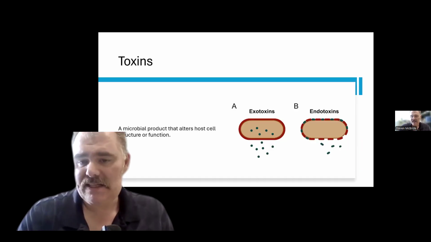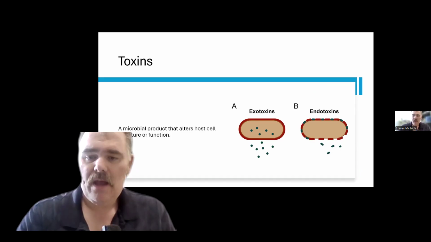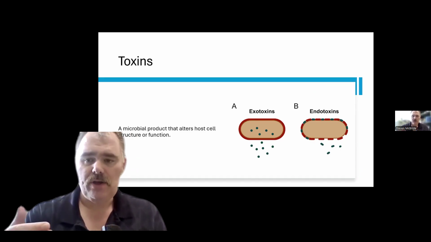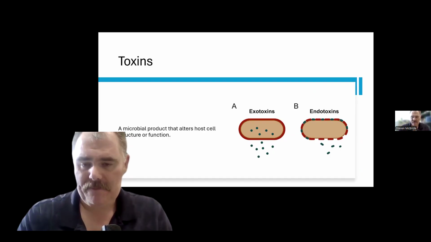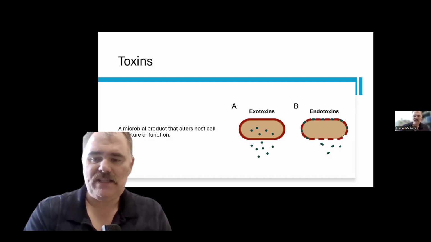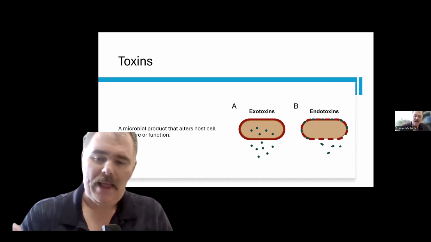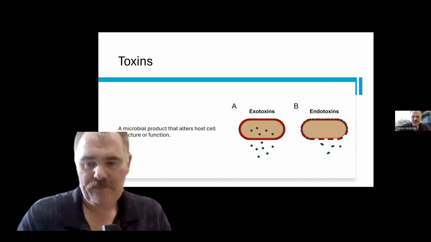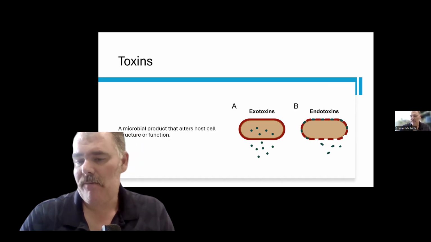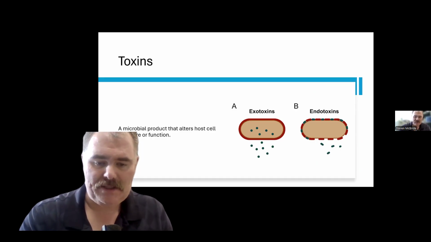So a toxin is any microbial product that alters host cell structure or function. The important phrase here is alters host cell function. Toxins don't necessarily kill cells immediately. Many toxins work by changing what a cell does, interfering with signaling pathways, blocking protein production, or disrupting communication between cells. As we'll see, even small molecular changes can produce dramatic disease symptoms.